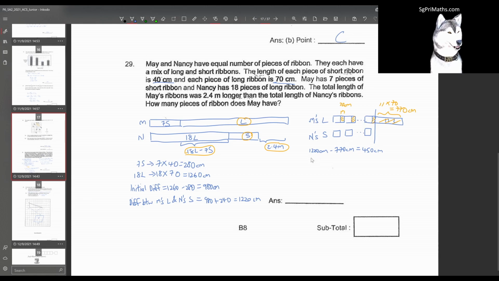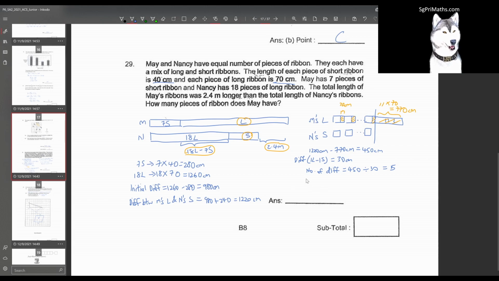But we know that the difference between one long and one short is 30 cm. And in this 450 cm, there's an equal number of long and short because we took away this part already. So the number of differences here will be 450 divided by 30 equals 15. So that means over here there are 15 short and 15 long.